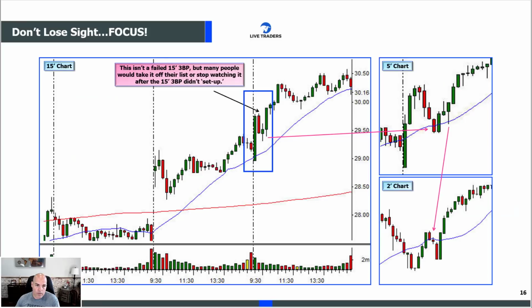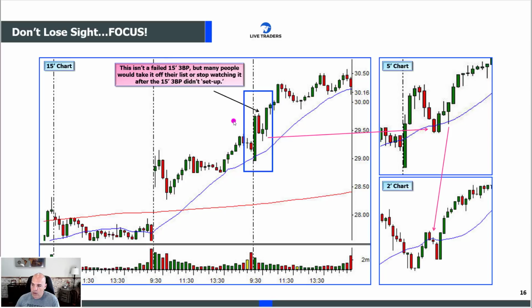One more. Okay. All right, so we have a 15-minute chart. Gaps up, pulls back, moves higher, consolidates, moves higher, pulls back, moves higher, pulls back. So we can all agree this is an uptrend. All right, it's a 15-minute chart. That's an uptrend.